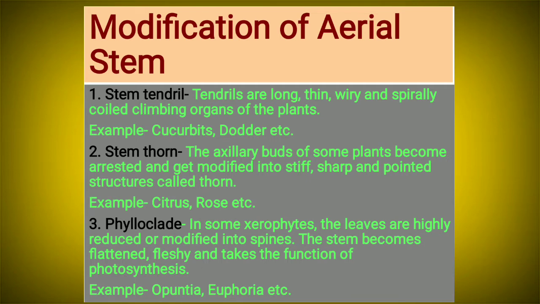Now here the aerial stems, they modify because of different purposes. Now let's discuss the different purposes along with the name of the modifications. The first that comes is the stem tendril. Now what are tendrils? Tendrils are long, thin, wiry and spirally coiled climbing organs of the plants.